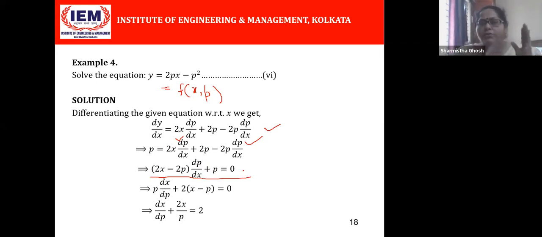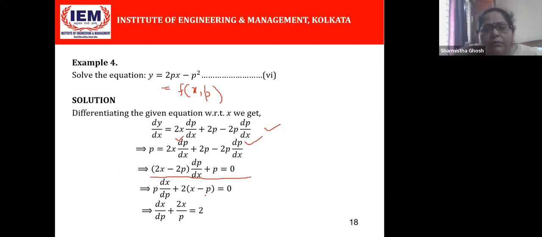So that is what I told in the theory. You see that after differentiating, I will get an equation purely in x and p. A first order differential equation, as you can see, in x and p. So we will try to solve it because we know many solution methods for solving first order equations like this.